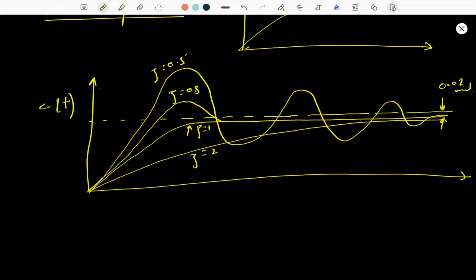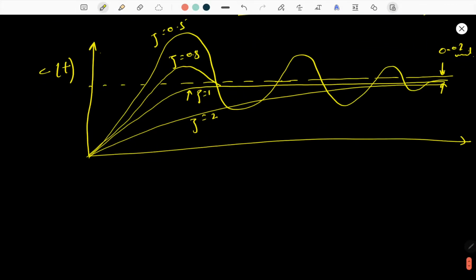All right, so let's see one more thing, which is the transient response specification.